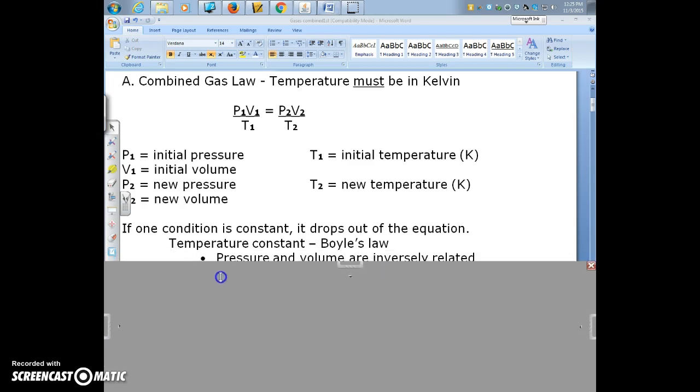All right, so Boyle's law. Since our volume went down and our pressure went up in that little simulation, we can say that pressure and volume are inversely related. As one goes up, the other goes down.